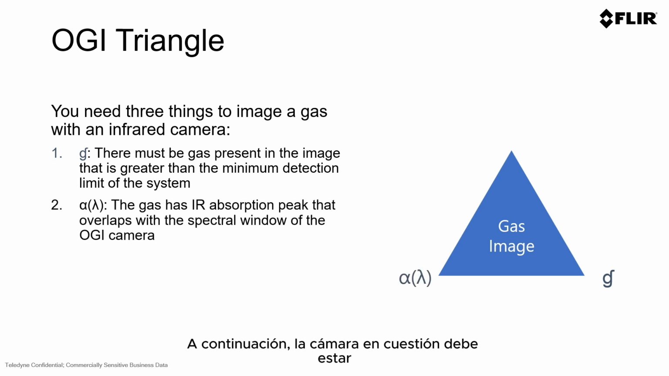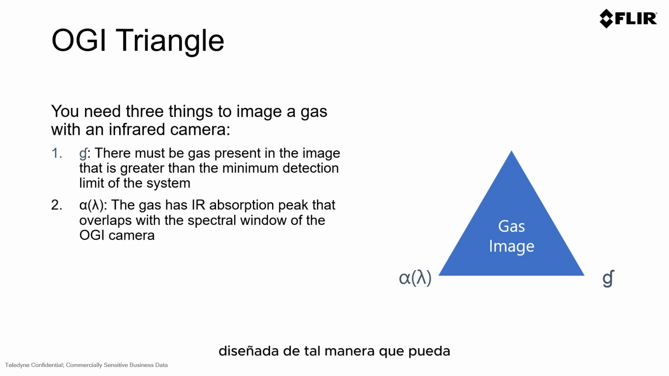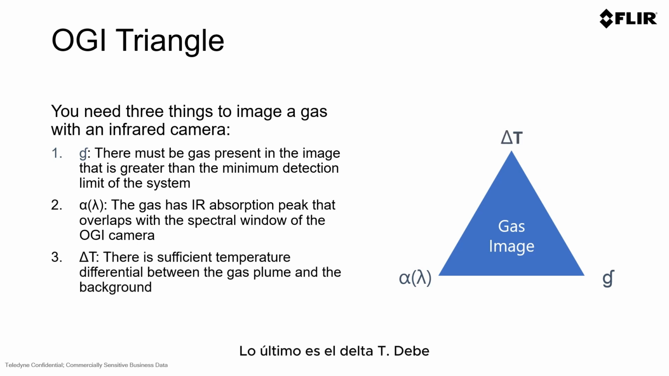Next, the camera of interest needs to be engineered in such a way that it can visualize that gas. So that gas must be able to absorb energy within the filtered wavelength of the optical gas imaging camera. The last thing is delta T. There must be a sufficient temperature differential between the gas plume itself, which is assumed to be the ambient temperature where the gas comes out, and the background temperature behind the gas, which is what would be imaged by the optical gas imaging camera.